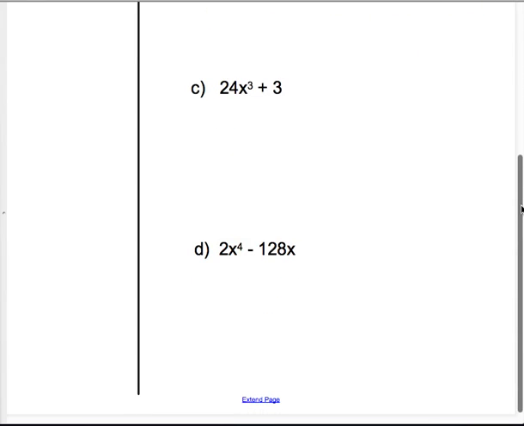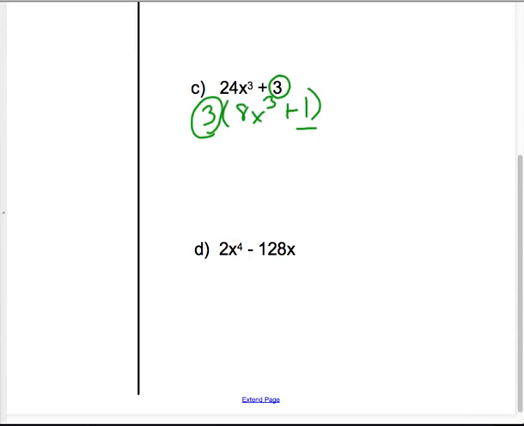All right, my next example, 24 is not a perfect cube, and neither is 3, but I do notice they both have a common factor of 3. So I'm going to factor out that 3, leaving me with 8x cubed plus 1. Don't forget, when you're factoring, it means you're dividing. So this 3 divided by this 3 gives you this 1. Sometimes people forget that second term.